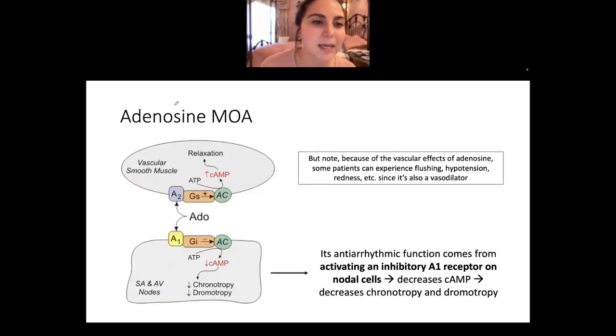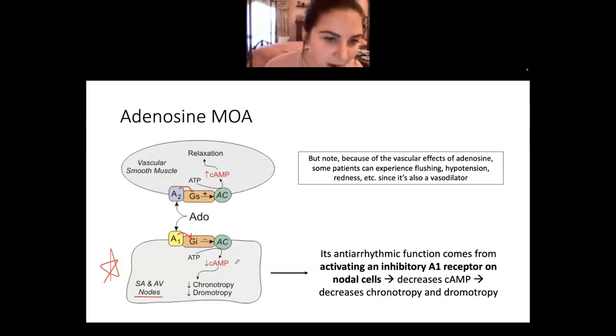I highlighted the A1 receptor because this is the antiarrhythmic effect. So here's kind of a picture. Here's adenosine. It binds to both A1 and A2. A1 is coupled to Gi. It's just a thing to memorize. And then A2 is coupled to Gs. Okay, so down here, this is its antiarrhythmic effect. Again, these are found on any nodal cell. I know it doesn't show the ectopic nodes like your ventricle, but this would technically be there as well.